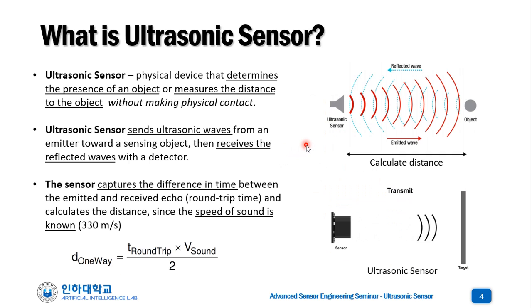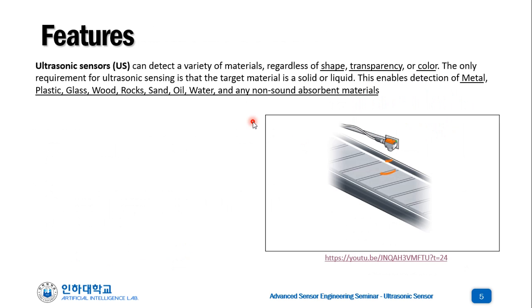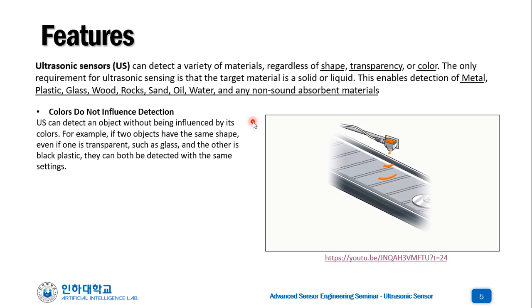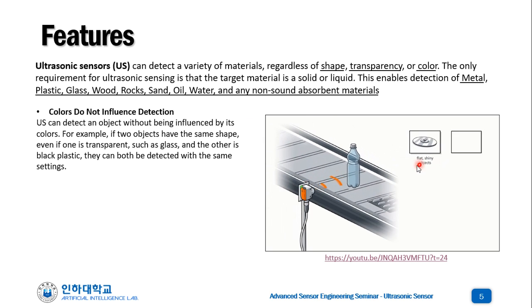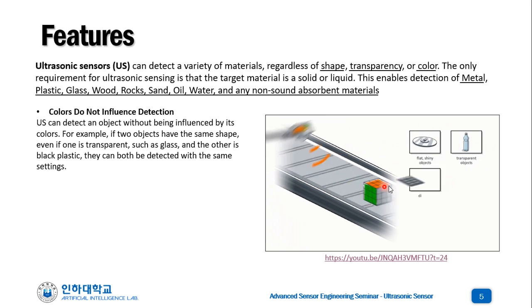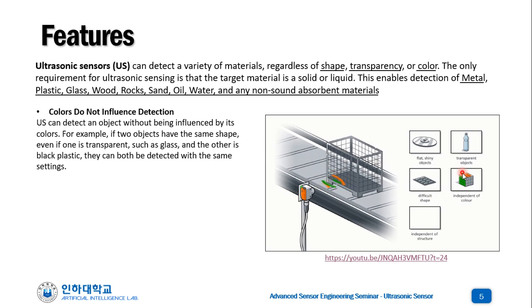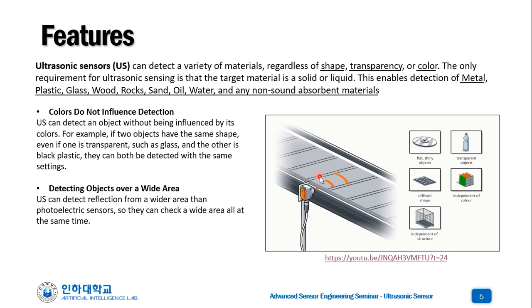Now let's talk about the features of the ultrasonic sensor. First, color does not influence the detection. It can detect shiny, flat objects, and transparent objects with the same performance. It is good for difficult shapes, and independently of color and structure, it performs very well on detection. In addition, it can detect objects in a wider area. In comparison with a photoelectric sensor, it can check a wide area at the same time.